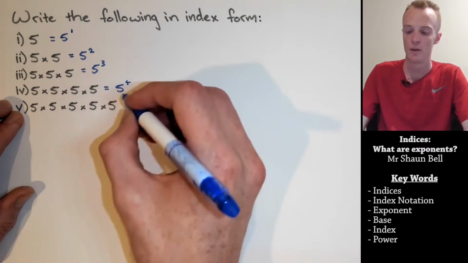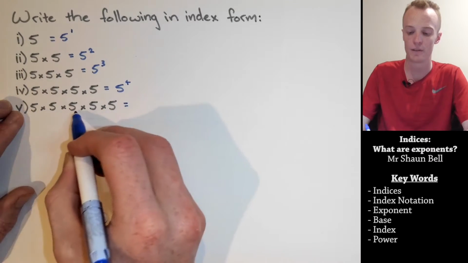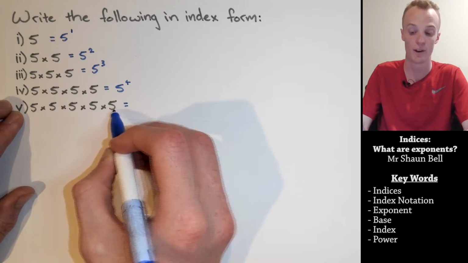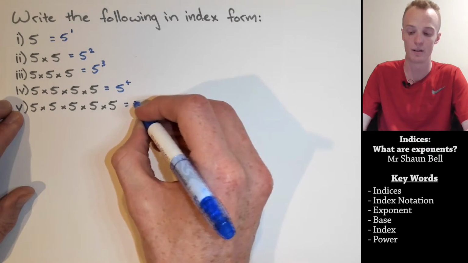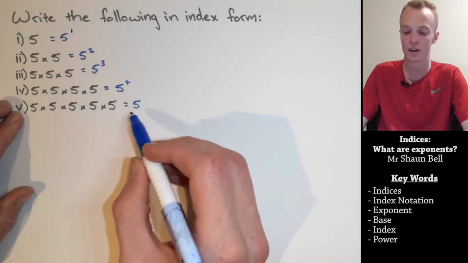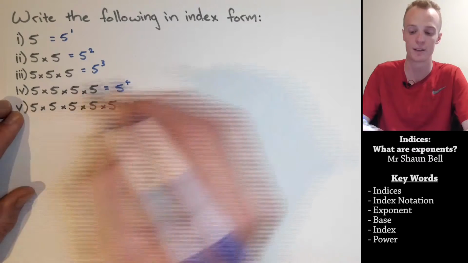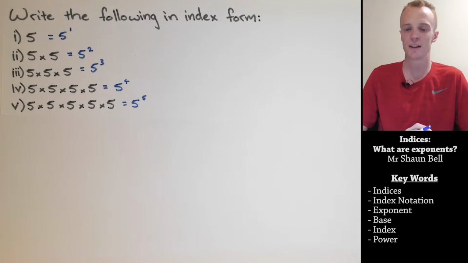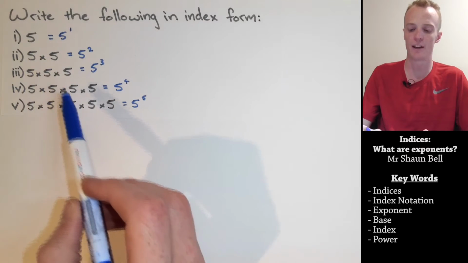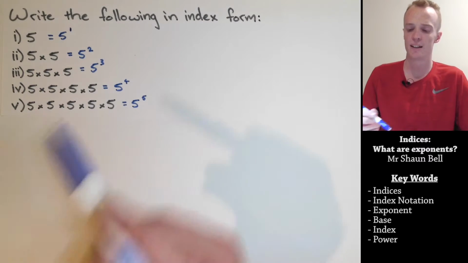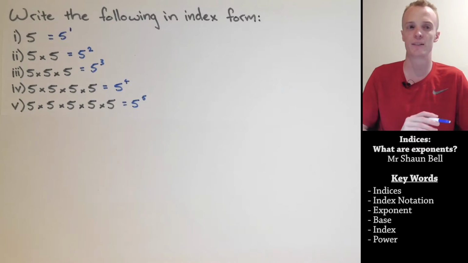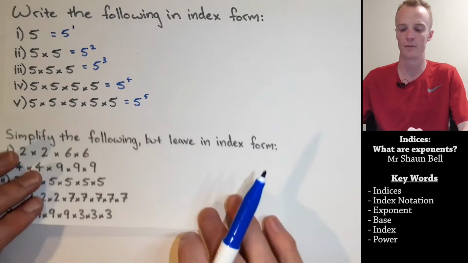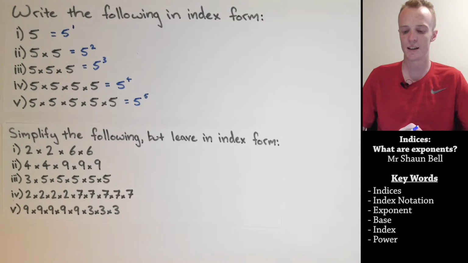Then finally, we've got 5 times 5 times 5 times 5 times 5. Our base is still going to be 5, and our power is going to be how often it multiplied by itself, which is a total of 5 times. As you can see, as this repeated multiplication grows larger and larger, it's much neater to represent it in index notation.